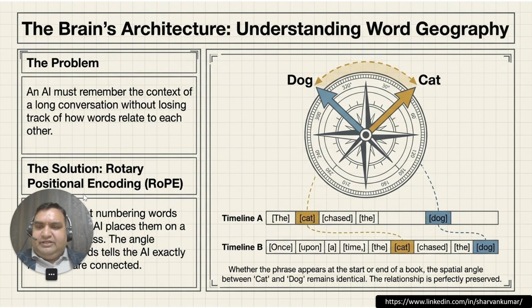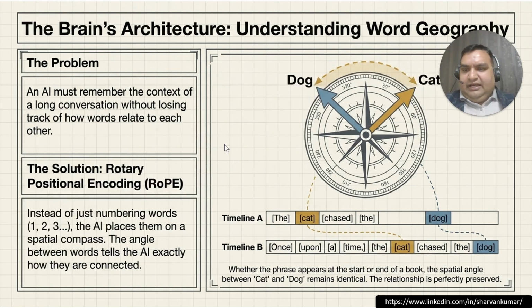The solution to it is rotary positional encoding. What actually happens here is, assume there is a kind of big compass, and dog and cat are placed based on their embeddings. We convert each into a number and put it somewhere on this compass. Now there is an angle between them which remains fixed. So if you look at timeline A, the cat chased the dog. Cat and dog are at different positions. And in timeline B, once upon a time, the cat chased the dog. Again, the cat and dog are at different positions, but the angle between them and their relationship is preserved.